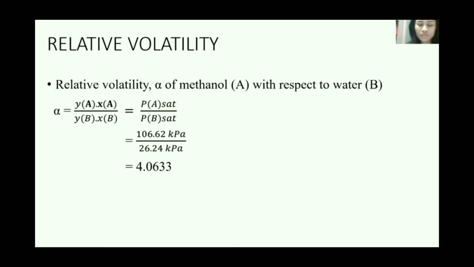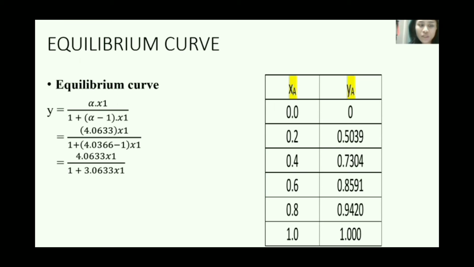So by taking the values of saturation pressure for methanol and water, we calculate the relative volatility of methanol with respect to water by assuming our system follows Raoult's law. So we are going to get our relative volatility equal to 4.0633. Use the value of relative volatility that we got to compute our equilibrium curve equation. Take 6 trial and error values for x to compute our y values.